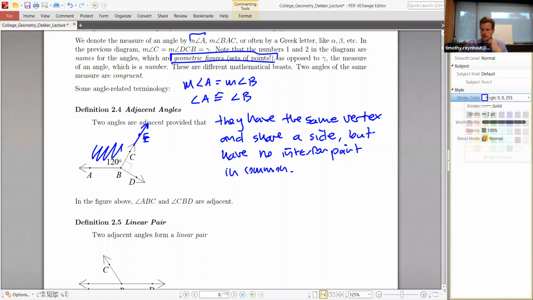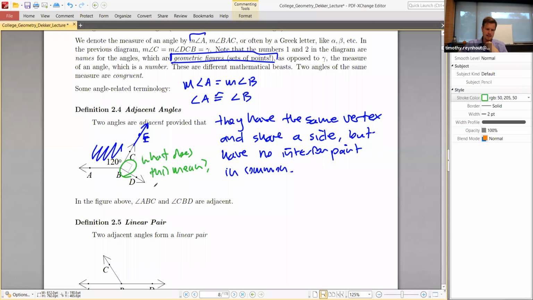And then just a really quick question. I'm sure many of you know this already, but what does this indicate? Having this angle here, creating a square inside the angle. What does this mean?